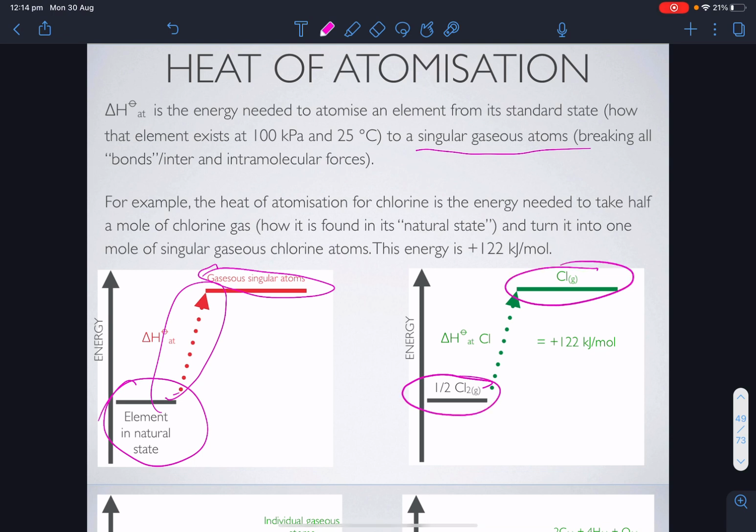From my example, if we want singular gaseous chlorine, we need half a mole of chlorine gas, which is how chlorine is found at 100 kilopascals and 25 degrees Celsius. So the energy needed is 122 kilojoules per mole, okay?